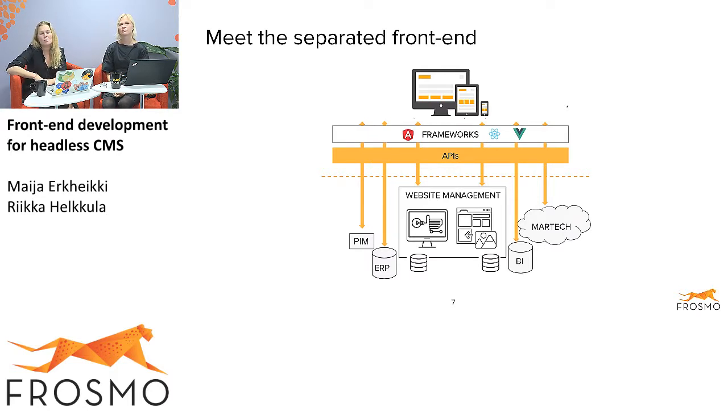Yeah, so here you can see the separated front end and back end. If we start from the bottom of the illustration, you can see all your back end systems, where inside this website management you have your CMS and your e-com system. Typically, these two have been fighting over who gets to deliver the front end. But in this separate architecture, the front end is built separately with these modern frameworks as Maya just described, and then the front end communicates with the back end through APIs. So I think that describes it in a nutshell.